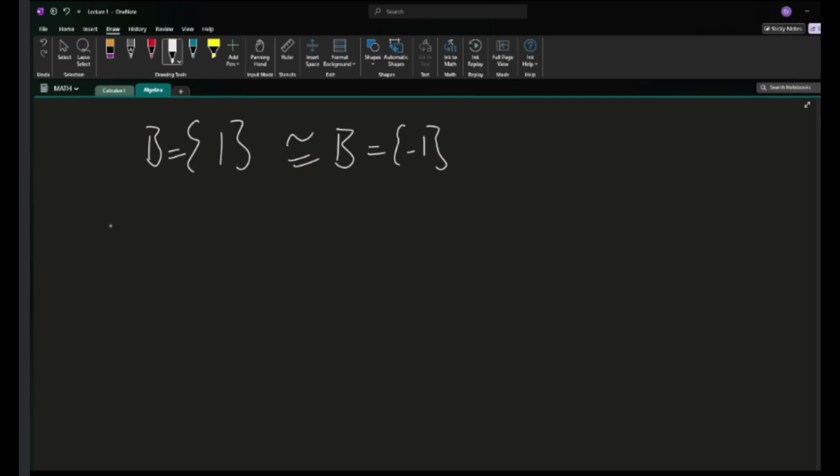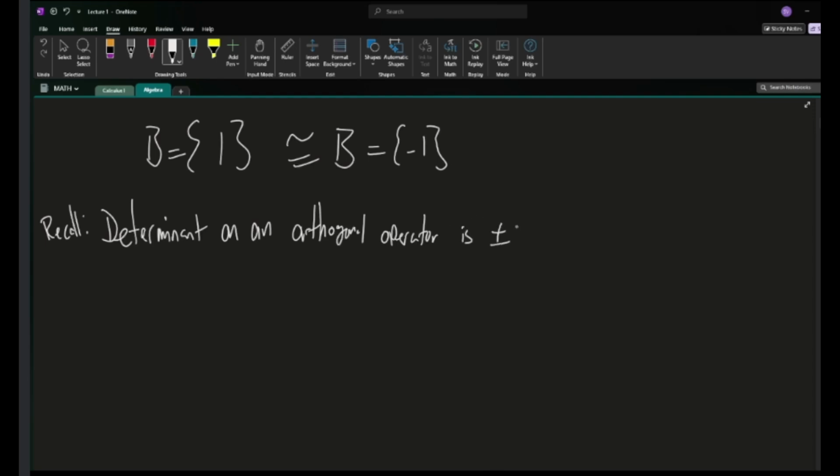So we have a determinant. Recall that a determinant on an orthogonal operator is plus or minus 1, denoted as plus if it's orientation preserving, and minus if it's orientation reversing.